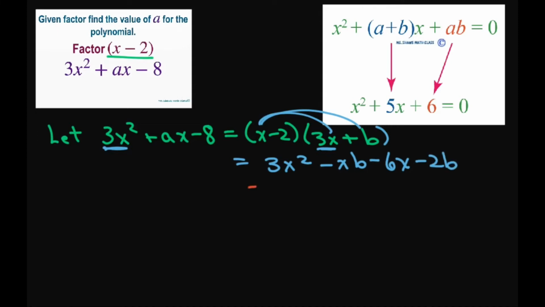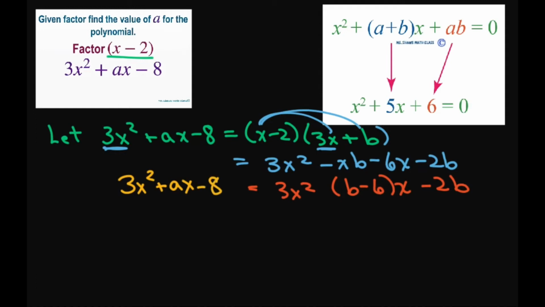So I can write this now as 3x squared and group my x's together. It's going to be b minus 6 times x, and then we're going to have minus 2b. So we have this set up like this. Now that I set it up that way, we have 3x squared plus ax minus 8, so we're going to equate coefficients. So we have b minus 6 equals a.